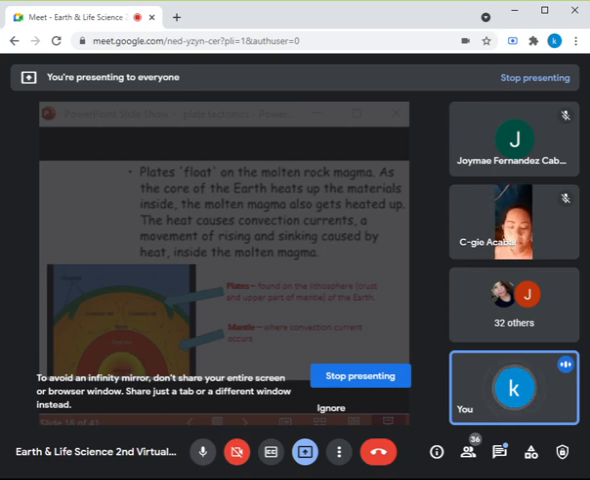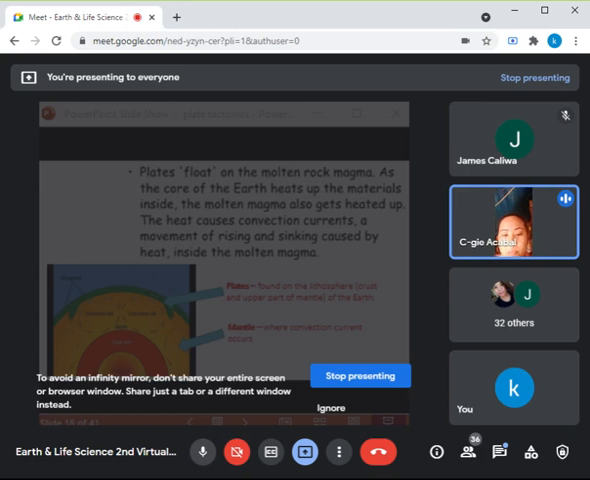Who would like to answer this one? Which is hotter? Asa may mas init? Lower mantle, upper mantle?